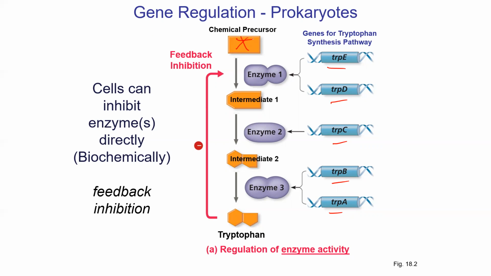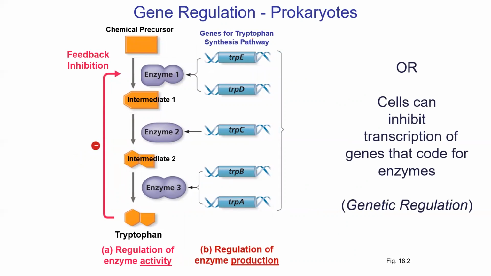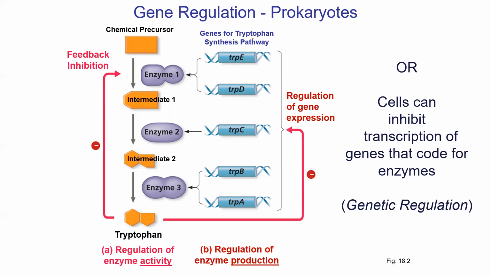So this is a biochemical regulation, but we can take this one step further, and rather than regulate the enzymes, we can save our resources and not even make the enzymes at all. Instead, we can regulate these genes and stop them from making the proteins, saving all that energy for stringing all those amino acids together. This tryptophan can actually regulate all of those genes, turning them on or off based on what we're trying to do.